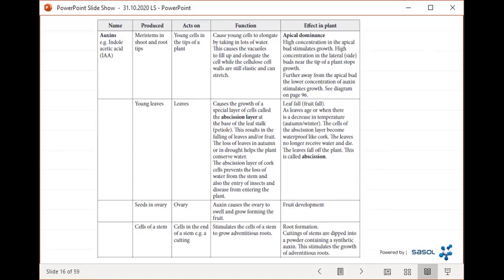Then we also have auxins, which are produced in the cells of the stem, and they act on the cells at the end of the stem, for example, a cutting. The function of these auxins is to stimulate the cells of the stem to grow adventitious roots. So the effect on the plant is root formation. We know that cuttings of stems are dipped into a powder containing synthetic auxin, and it stimulates growth of the adventitious roots, just like the picture that we had seen.